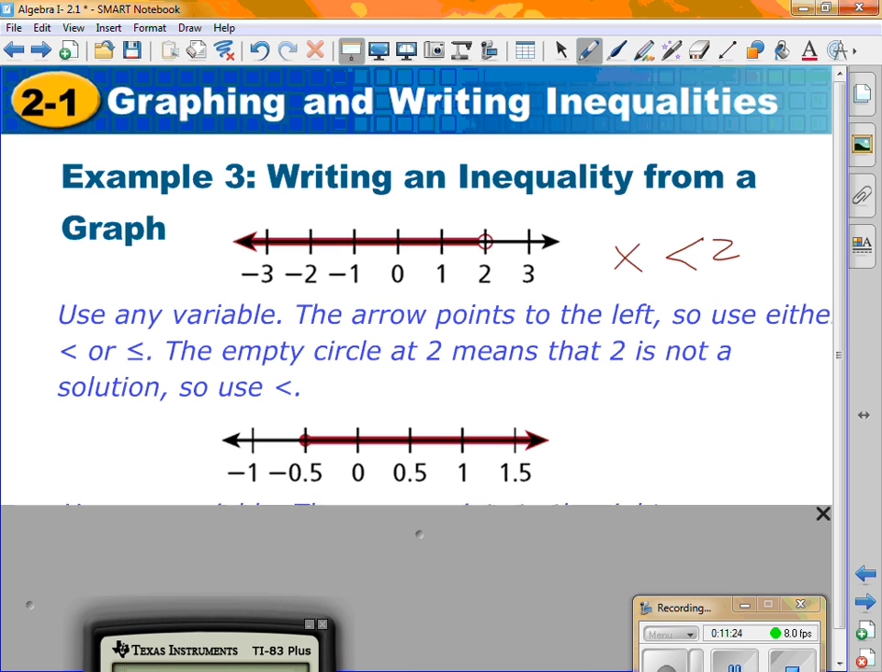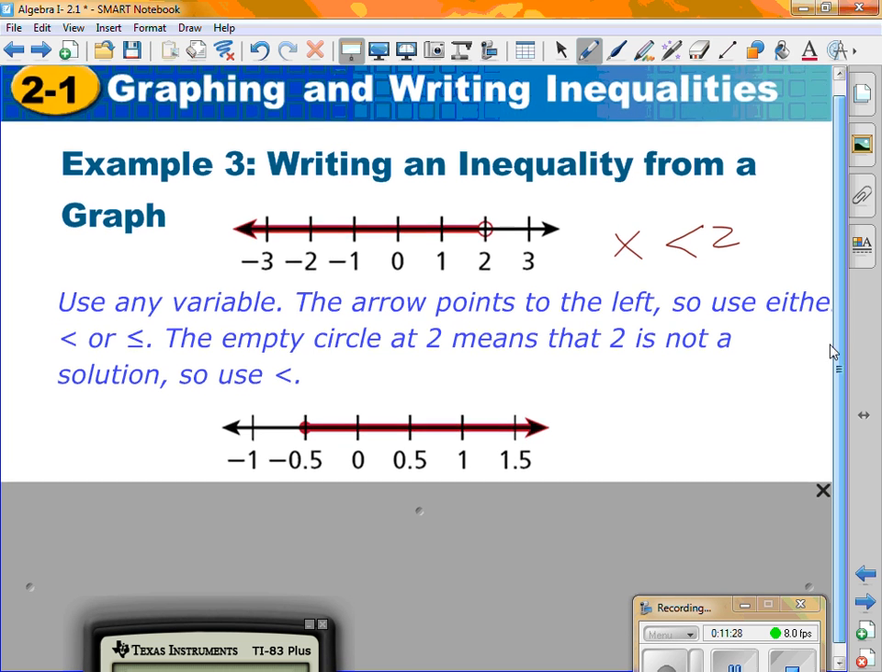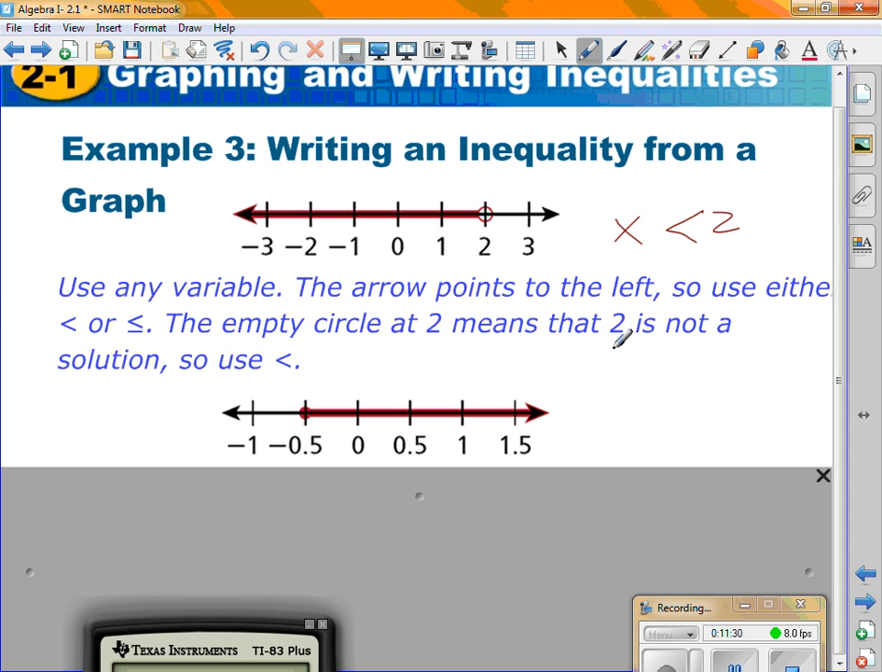How would I write this one? X greater. Negative 0.5. No, you put it greater than or equal to x, whatever variable you want. There you go. That's all there is to this.